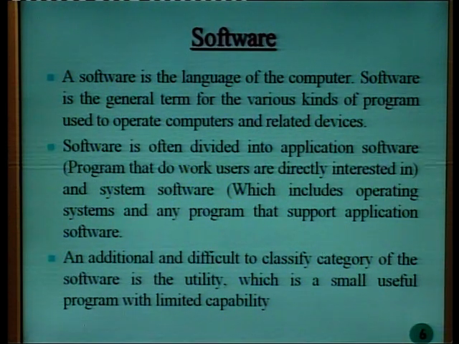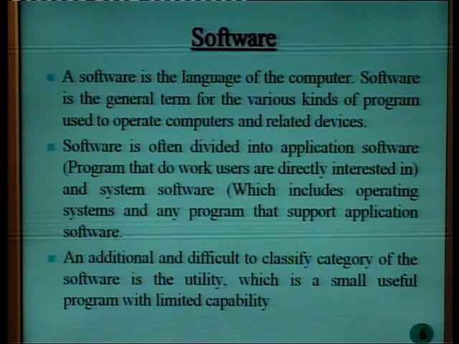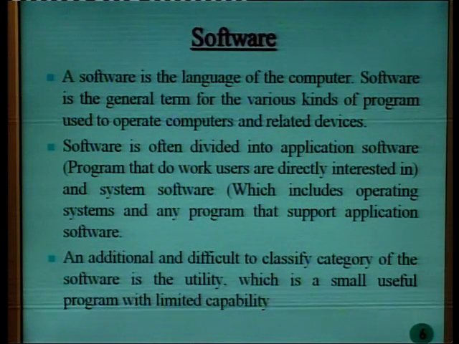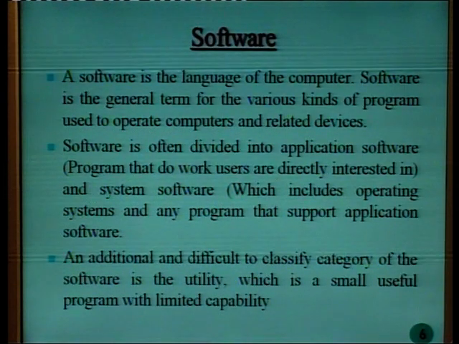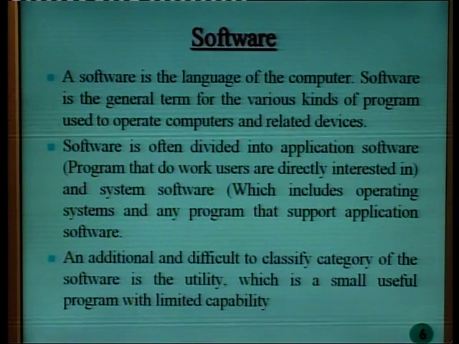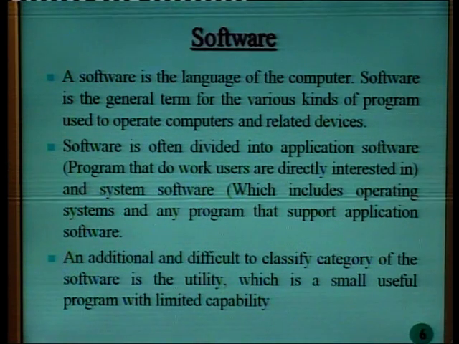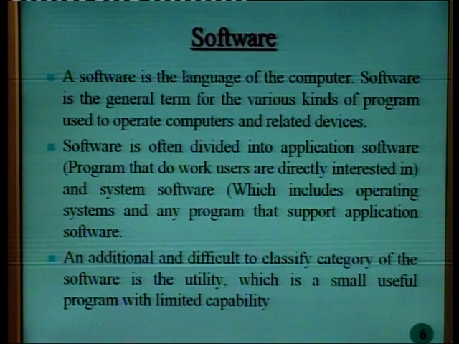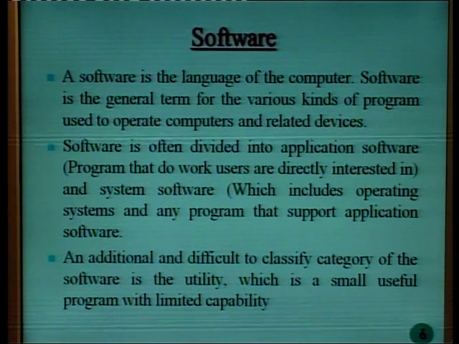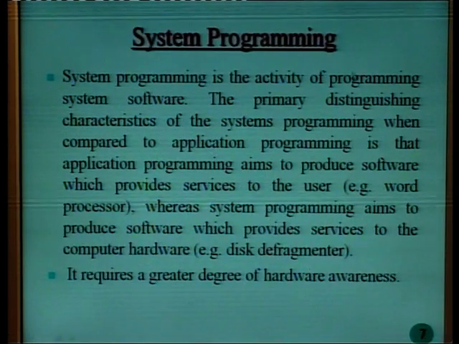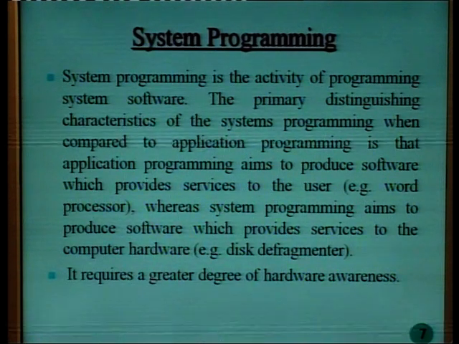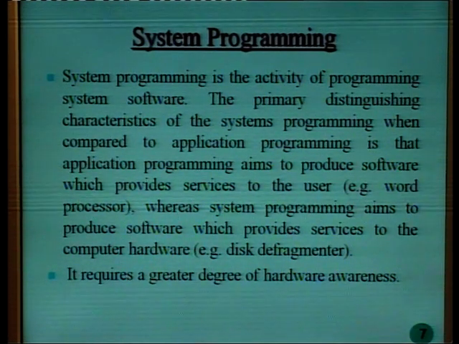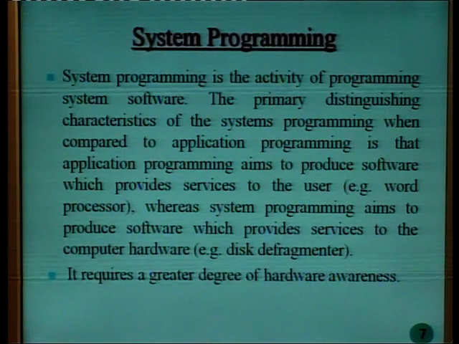System software includes the operating system and any other program that supports application software. Another category is utility software, which is small useful programs with limited capability, like designing firmware, designing an EPROM, or designing a device driver. For that we categorize these into a third category, that is utility software. So from that, this is the division. As per the division, we have hardware and software, and from the software category we have system programming.